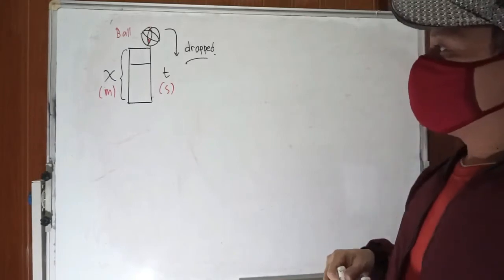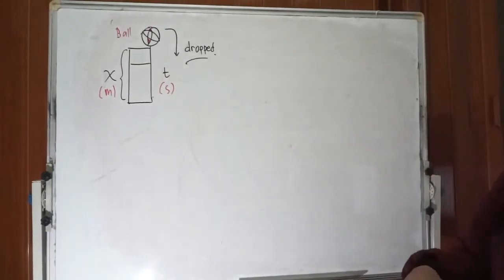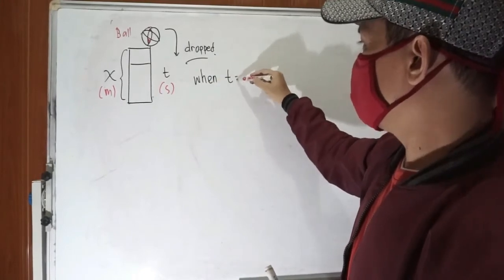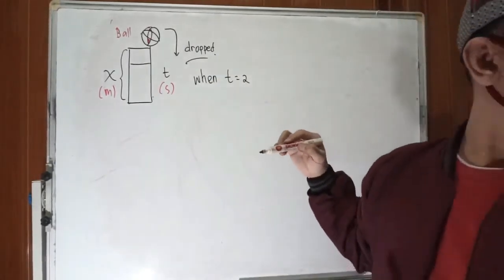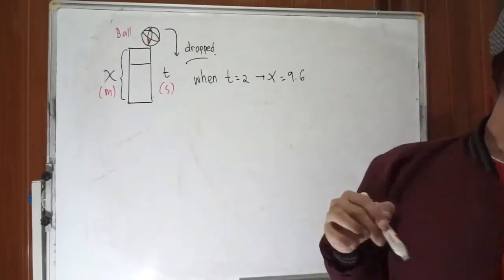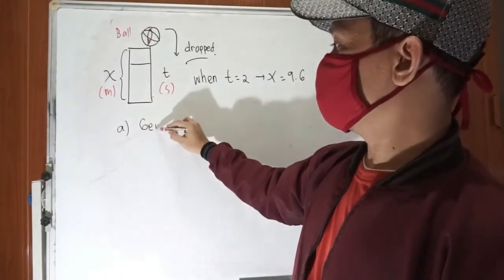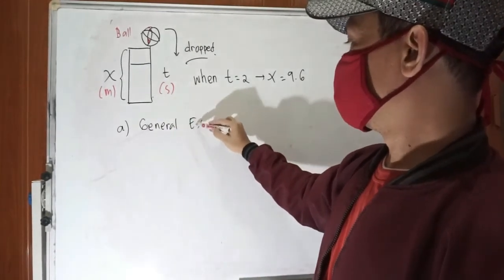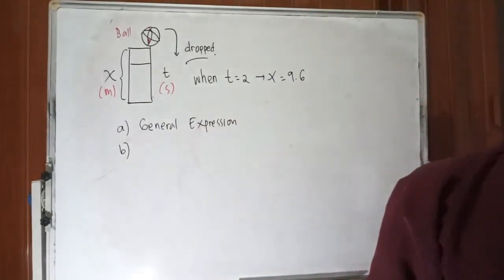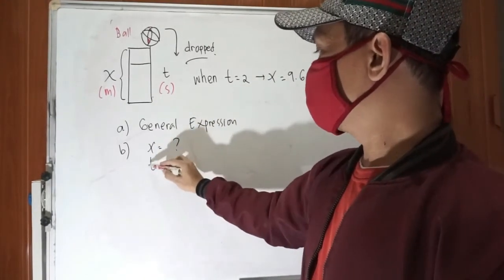t is in seconds and x is in meters, right? When t equals 2, x is 9.6. A, find the general expression. And B, find the value of x when t equals 4.